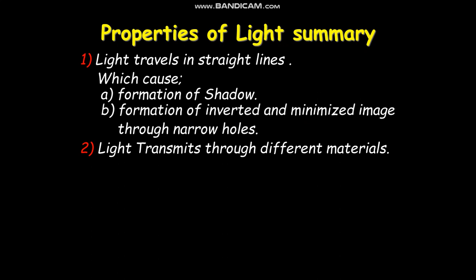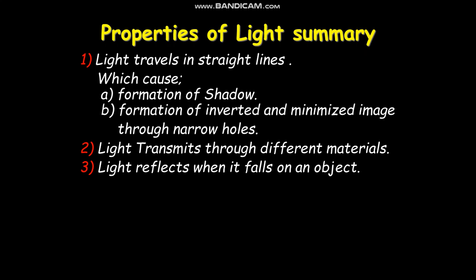The second class is translucent material or semi-transparent materials. Translucent materials are the materials that allow some light to pass through them, like frosted glass. The third class is opaque materials, and opaque materials are the materials that don't allow any light rays to pass through them, like aluminum foil, iron, copper, and so on.